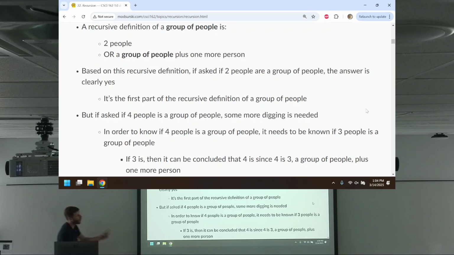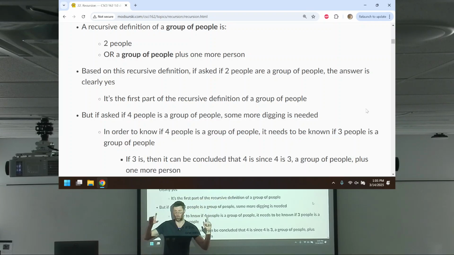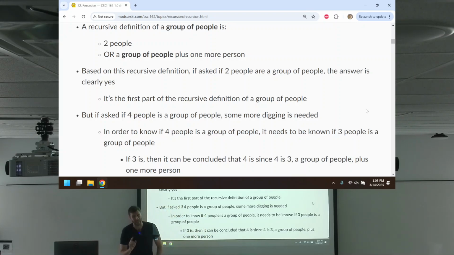So in order to know if 4 people is a group of people, it needs to be known if 3 people are a group of people. Because if 3 people are a group of people, and I'm one more person, then that group is a group of people, right? Because a group plus 1 more. So if 3 is a group, and I have 4, 4 is a group. So I need to know, is 3 a group?